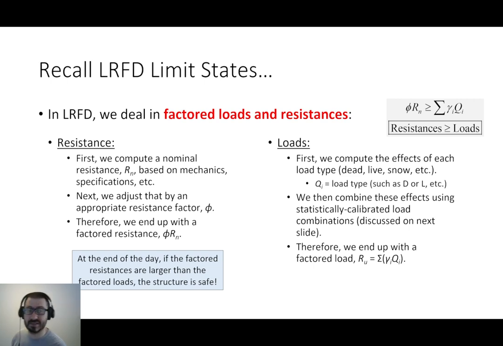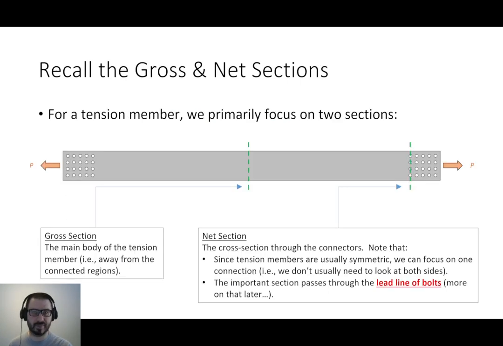Now, on the factored resistance side, we have nominal resistances, which are based on mechanics, the specifications, etc. We then adjust that resistance by an appropriate resistance factor, and we are left with a factored resistance. And as long as the factored resistances are greater than the factored loads, the structure is safe. Okay. Now, what we're dealing with are tension members. So in tension members, first off, geometrically, we focus on two sections. We focus on the gross section and the net section.